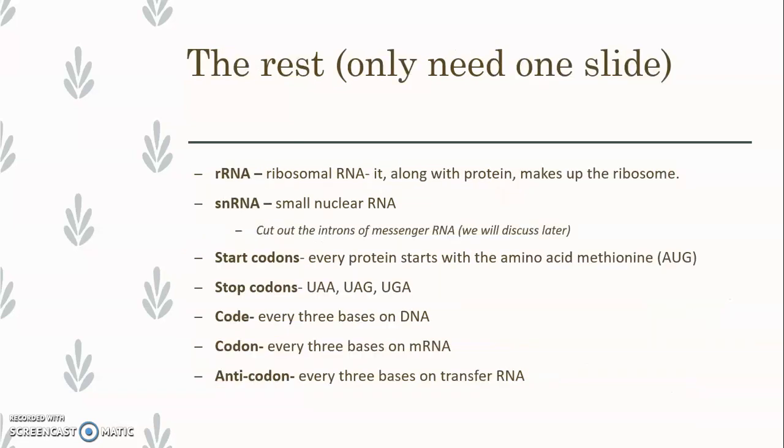Okay, so the rest of the players don't have very long definitions, so this is going to take up one slide. So rRNA is ribosomal RNA, and its job, along with some protein, is to make up the actual ribosome. We've always said that proteins do absolutely everything. They do, except make themselves. rRNA, ribosomal RNA, the thing that actually makes up the ribosome, is not a protein like everything else we've talked about. It's actually made up of RNA. And it's also not single-stranded, but different story, different day.